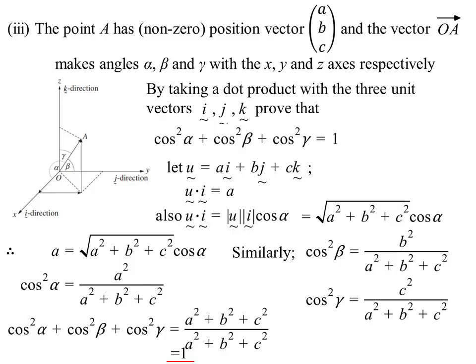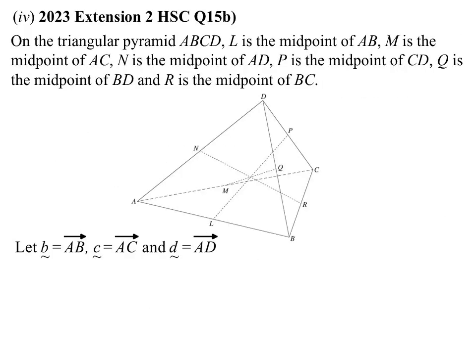There's our results. I said yesterday that a lot of these vector questions, you could have just as easily put them into the 3-unit paper because of the dimensionless. This one, however, probably not, because it is definitely a 3-dimensional problem, the way it's been written. We have a triangular pyramid. L is the midpoint of AB, M of AC, and so on.